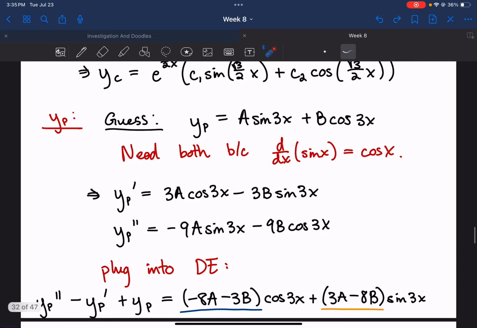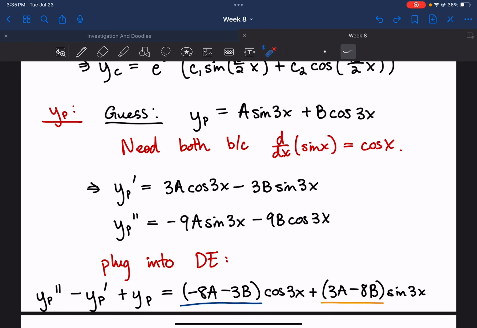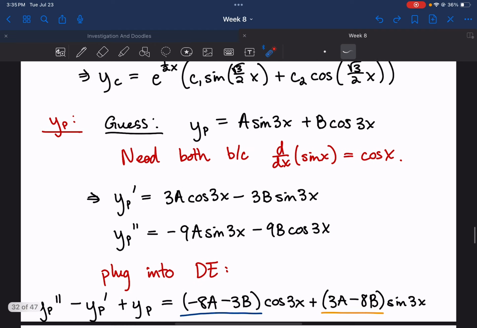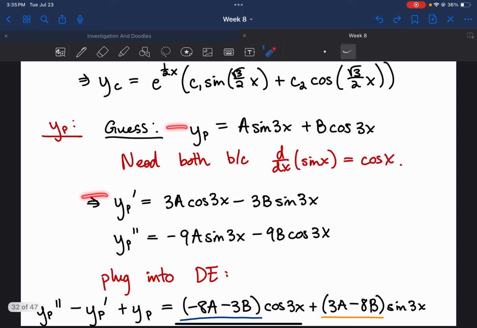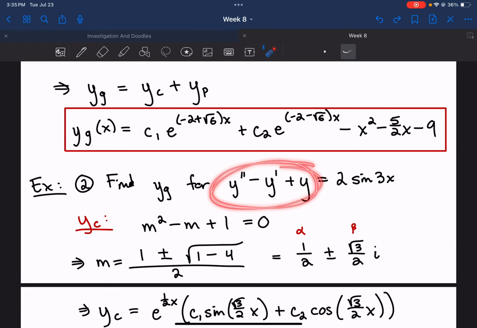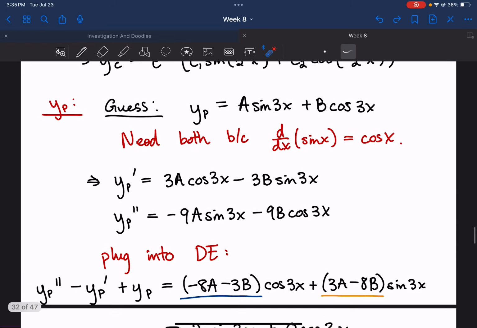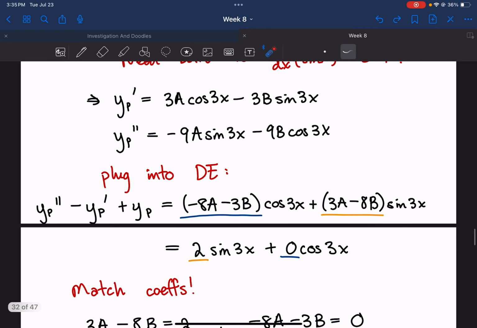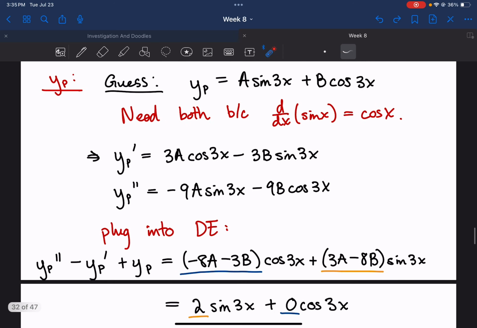Now, if I take derivatives, I get the first derivative is 3a cosine 3x minus 3b sine 3x. And the second derivative is negative 9a sine 3x minus 9b cosine 3x. Now I'm going to just plug these in. I'm going to plug in yp, yp prime, and yp double prime into my differential equation, and match coefficients across the equal sign. I'm collecting up sines and cosines here, by the way.